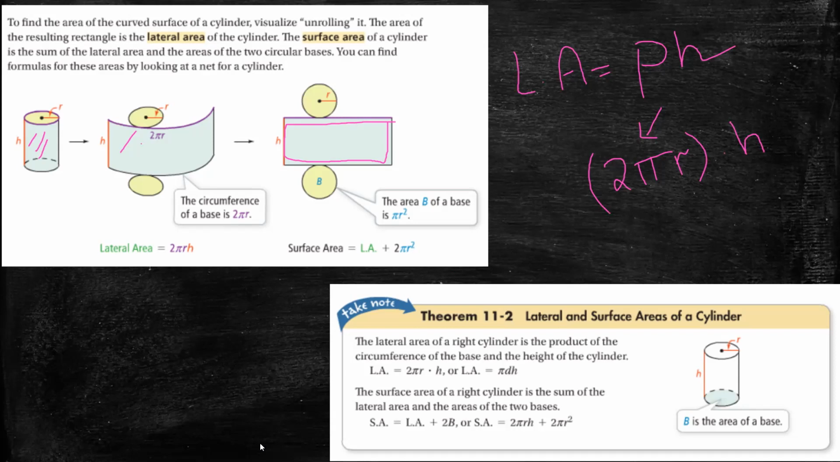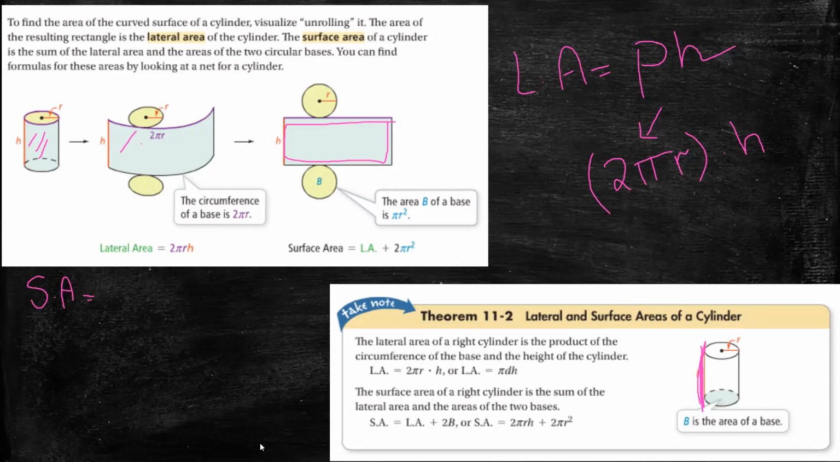Sorry, the area of the base was πr squared, not 2πr squared. I said it wrongly. It was πr squared without the 2. So the perimeter here is 2πr, which is the circumference of a circle, times the height. The height connects the two planes of the bases of the cylinder. So this is how we find the lateral area: the perimeter times h.